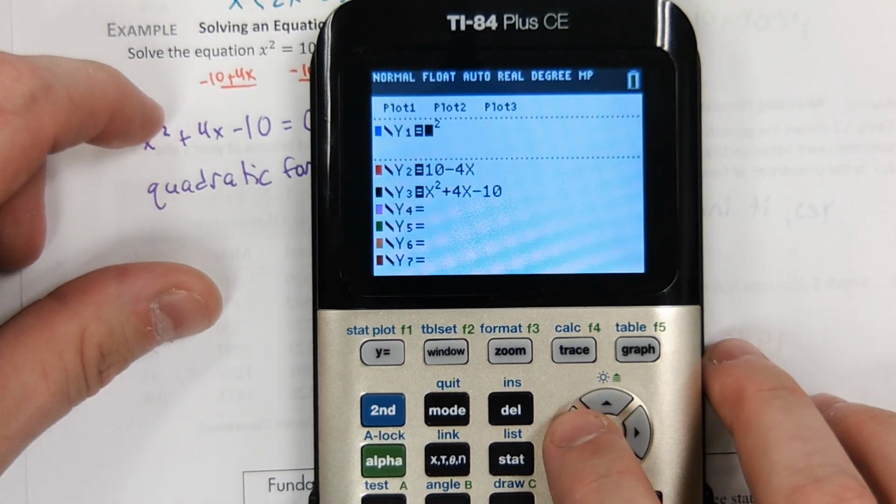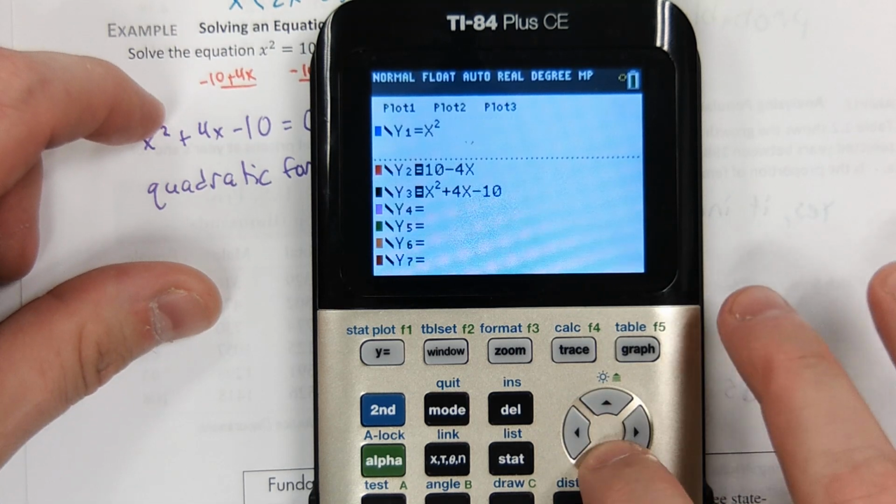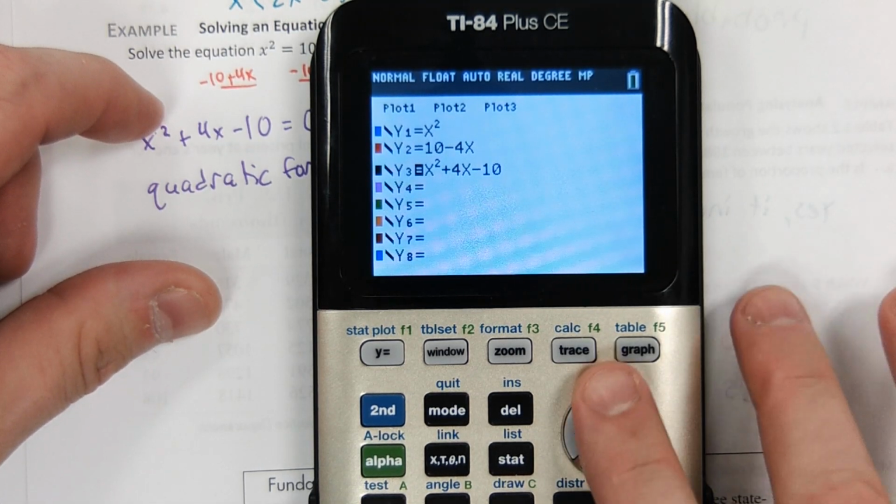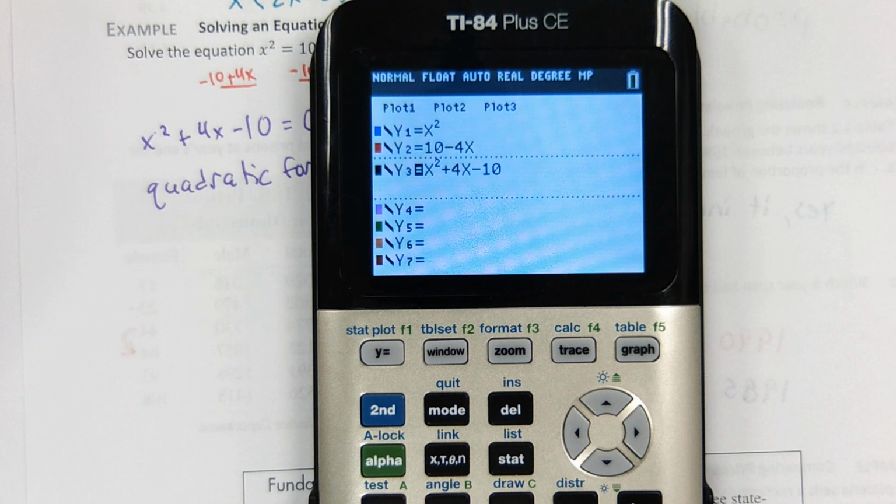Y equals, turn off, turn off. I could graph this thing and this thing only, and I could ask it to give me the zeros with second trace zeros. But I hate it. It's slow. So what do I do to get around it? I graph another equation. I graph the x-axis. Y equals 0.